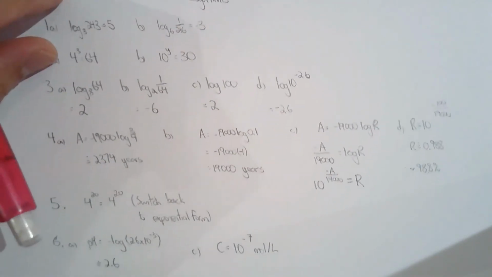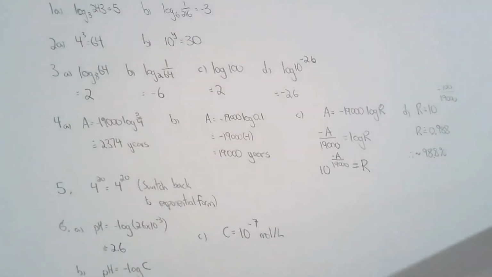Number 5, they're asking us: log base b of x is equal to the exponent to which the base b is raised to produce x. So use this definition to explain why log base 4 of 4 to the power of 20 is equal to 20. So this is very similar to 3D.